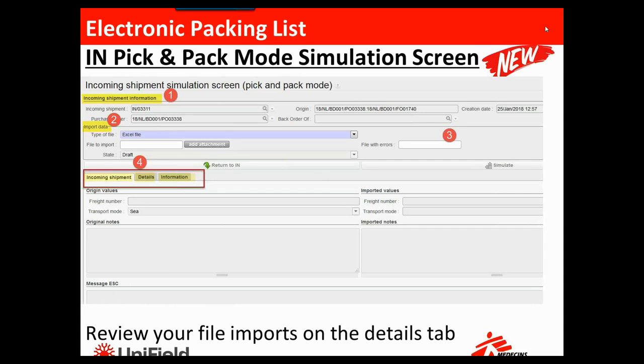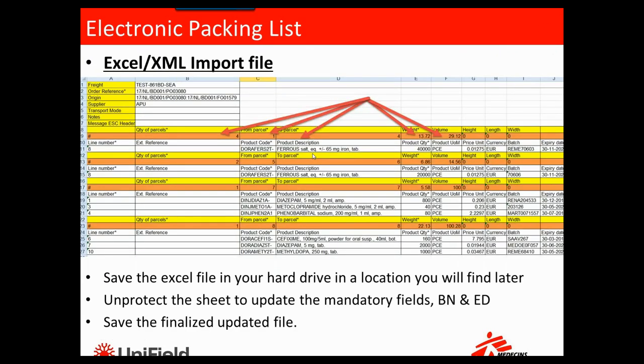And you have this where you can modify the file. This XML file, you can get it also from Unifield. So I'll show you how to extract it from Unifield. Like most files in Unifield, you can just save it from the system, and then you can edit it and import it yourself, in the case that you want to have an electronic packing list from your own supplier.